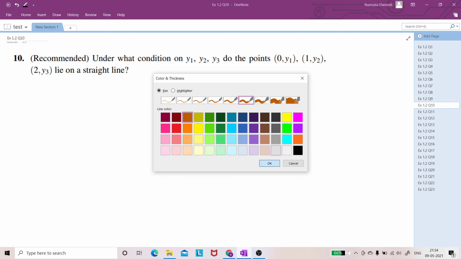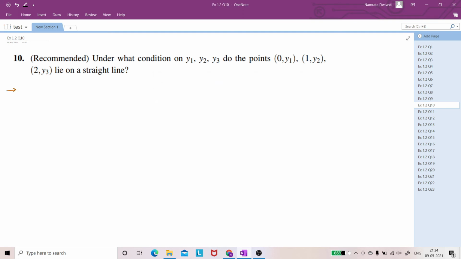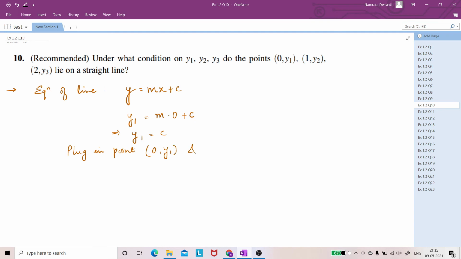So we know the equation of the line. The equation of a line is y is equal to mx plus c. So we have y1. For y1, x is 0. So for y1 it is m into 0 plus c. This implies y1 is equal to c. So what we'll do is simply plug in this point, 0 comma y1, and solve for c. We have to find the value of c.